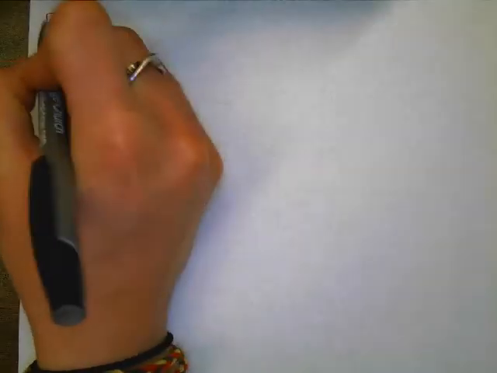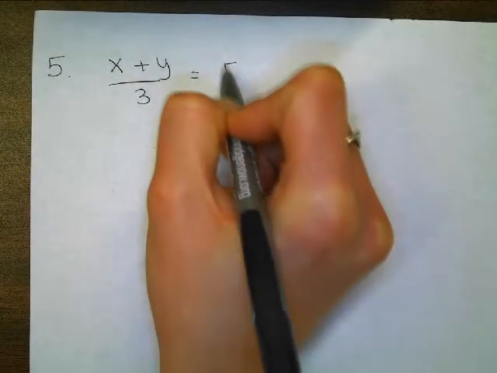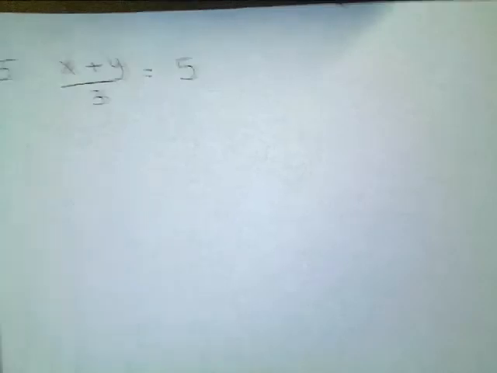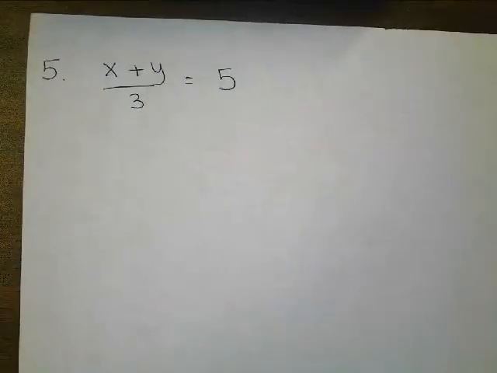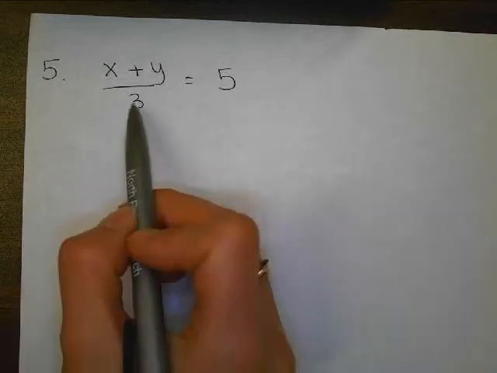Let me switch my paper here. Now we're going to do number 5, which is x plus y over 3 equals 5. Now we want to get x by itself. So in order to get x by itself, I need to get rid of this denominator in this fraction. Whenever you have a fraction, you need to get rid of the denominator first, so that'll be a lot easier to mess with just numerators.